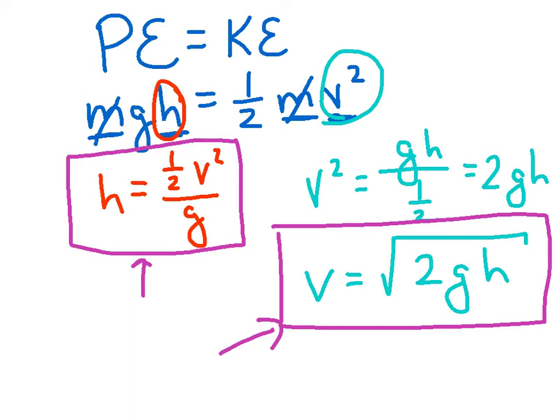So if we look at the next one, here is a situation where we have a known height, and we want to know how fast it is going at the bottom. So all we have to do is use this equation, the one in teal here, and solve that to find what the velocity is going to be.